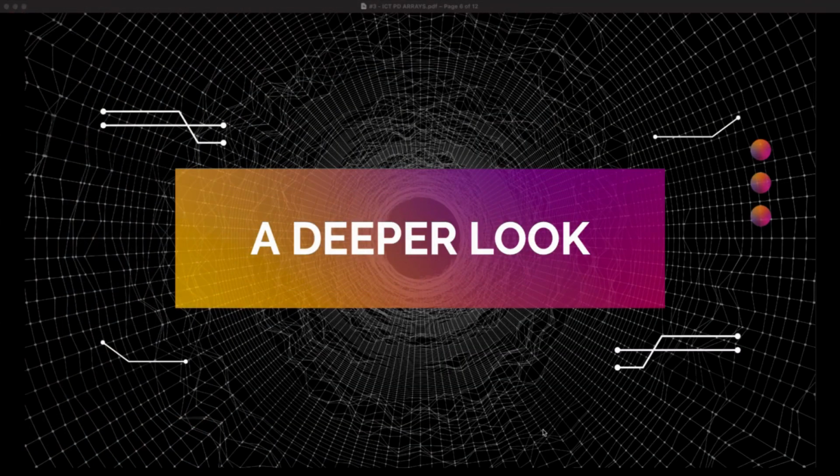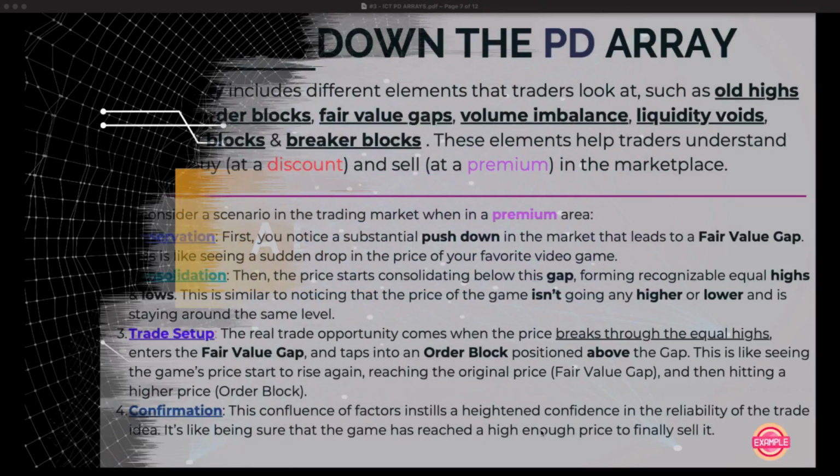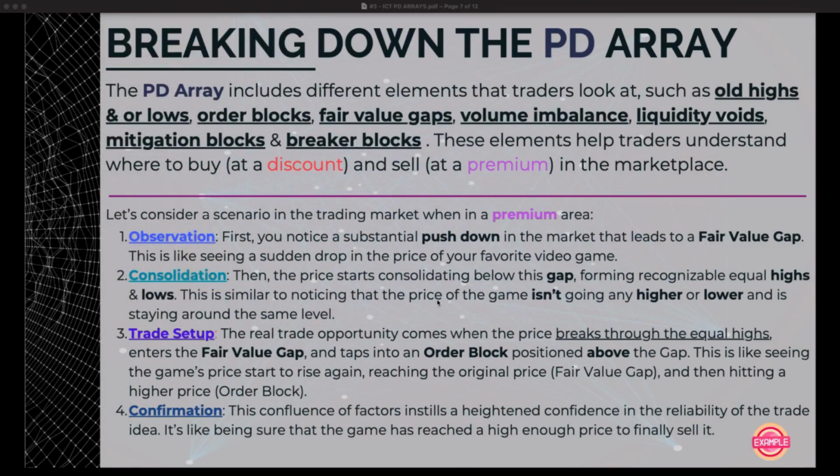Now let's take a deeper look. I want you to pay very close attention to what I'm about to show you. If you can, rewatch this video, or at least this section of the video. It's very, very important. Alright, breaking down the PD array. The PD array includes different elements that traders look at, such as old highs and or lows, order blocks, fair value gaps, volume imbalances, liquidity voids, mitigation blocks, and breaker blocks. These elements help traders understand where to buy at a discount and sell at a premium in the market.